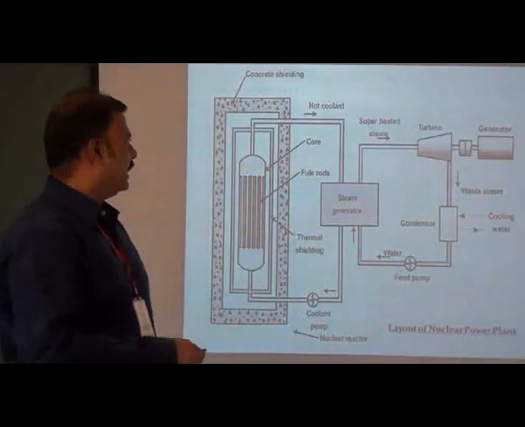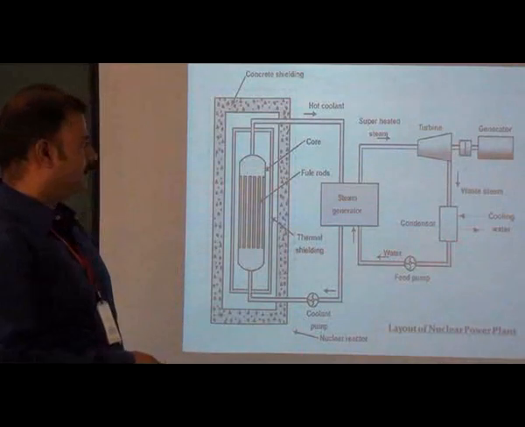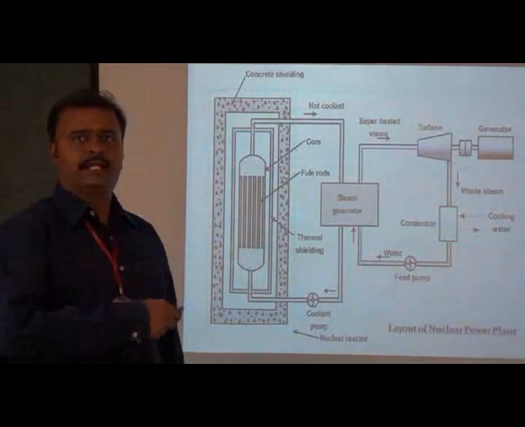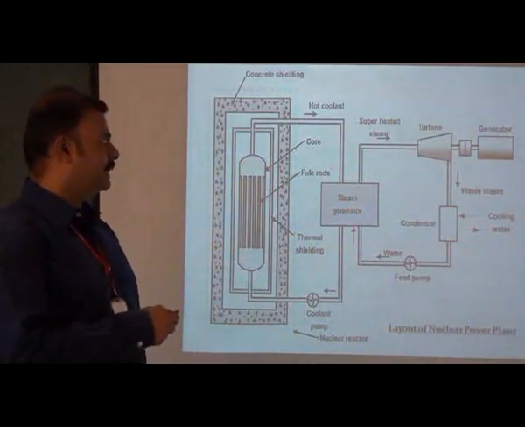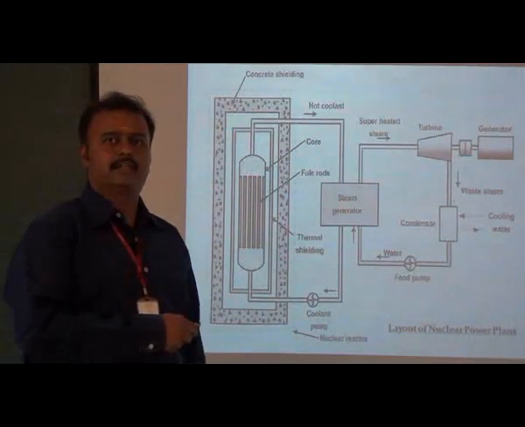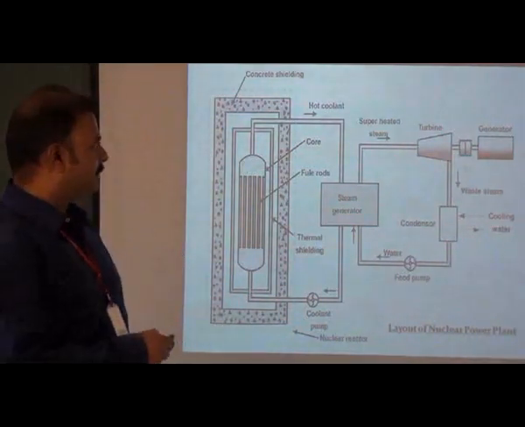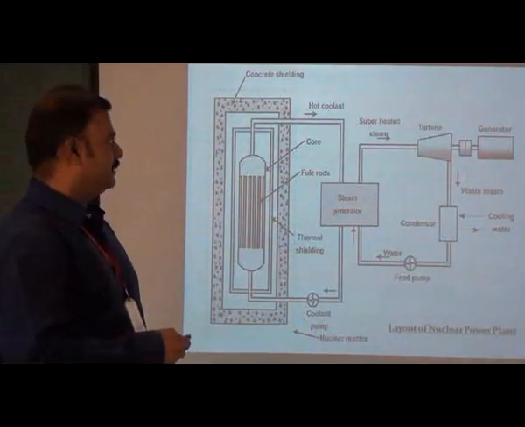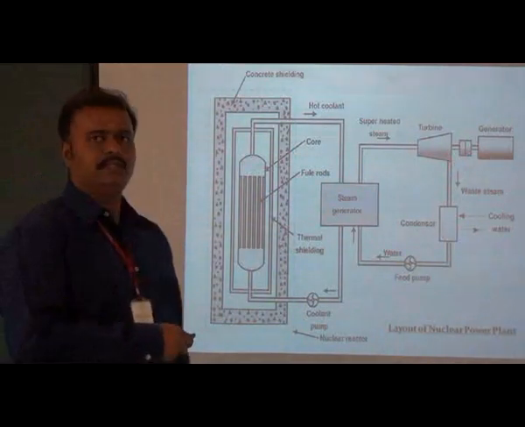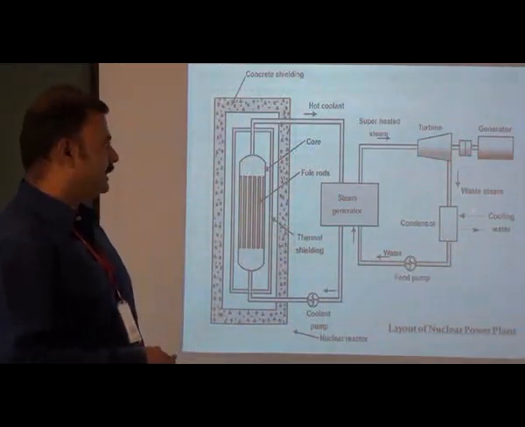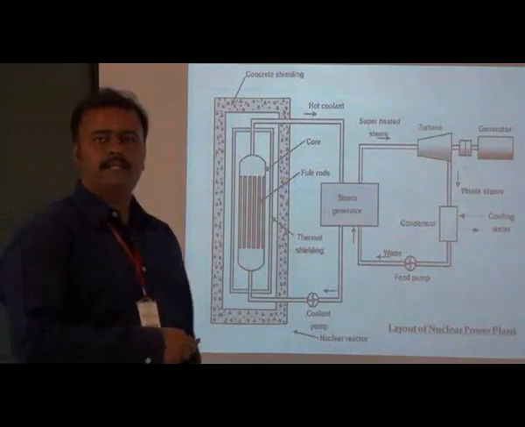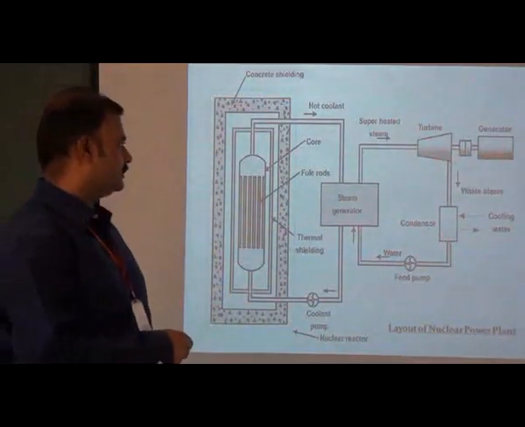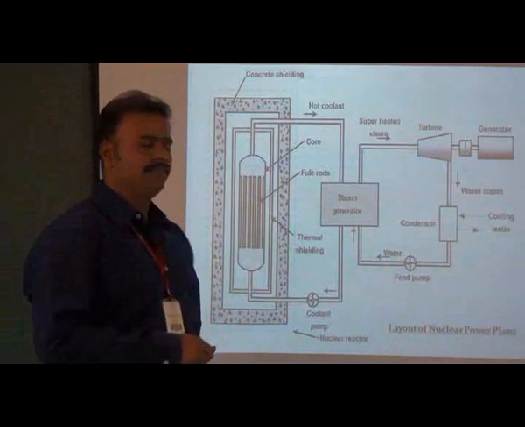In the secondary circuit, the water coming through the steam generator is converted into superheated steam. The kinetic energy of the steam is used to run the steam turbine. Here the kinetic energy is converted into mechanical energy, and the steam turbine is coupled with the generator so that electricity is produced. The exhaust from the turbine is waste steam. It also has a very huge amount of heat. So by using the condenser, the steam coming from the turbine is condensed and converted into water. And again this water is circulated back to the steam generator. So this is the working principle of a nuclear power plant.